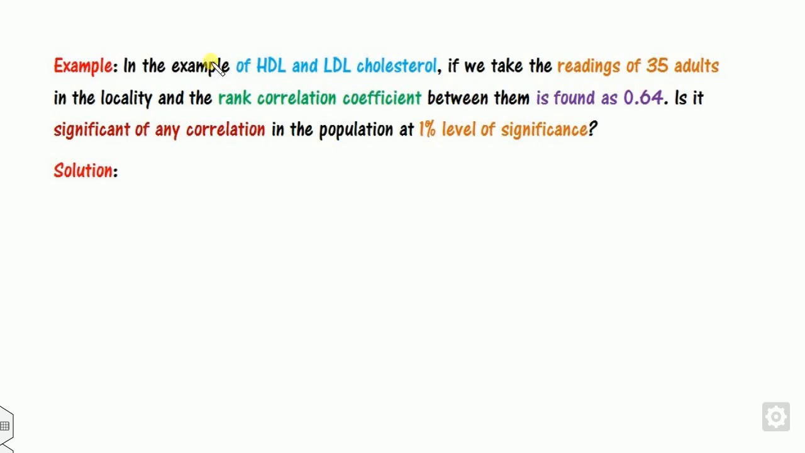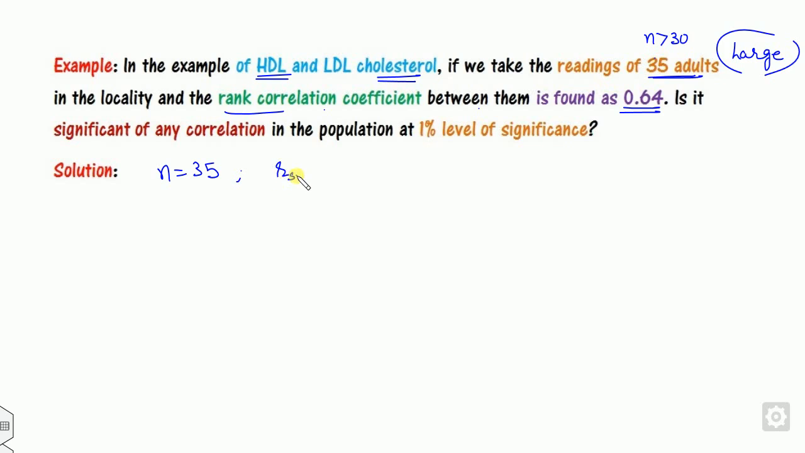Look at a very simple example. I consider the same example of the HDL and cholesterol. Instead of taking the 7 adults, I consider 35. So look at that, n is greater than 30, so it's my large sample. So what is given to you? N is 35, and the rank correlation coefficient is found to be, RSP is already given to you here. Is there significance of any correlation in the population at 1%?